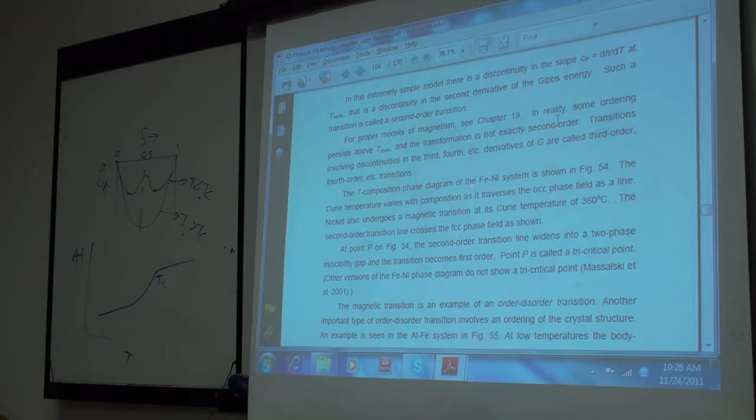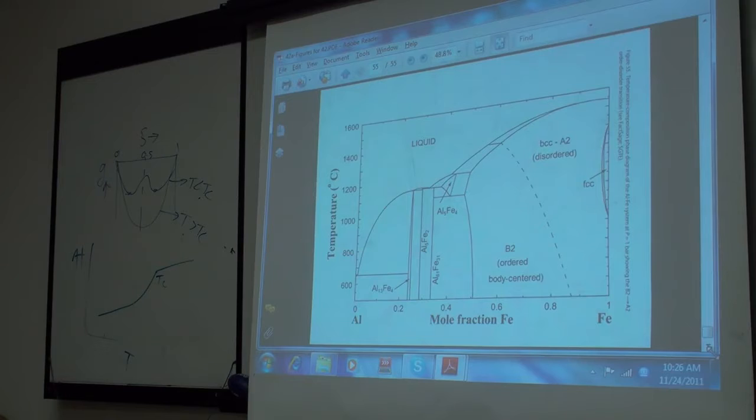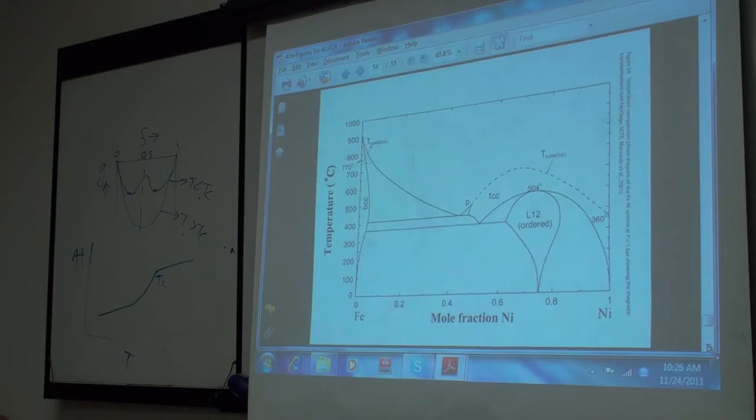Okay, let's look at the iron-nickel system in Figure 54. Iron and nickel are both ferromagnetic. Iron BCC, alpha ferrite, is ferromagnetic. There's your Curie temperature. And as you start to add nickel to the BCC, you lower the Curie temperature a little bit. This is your second order phase transition line.